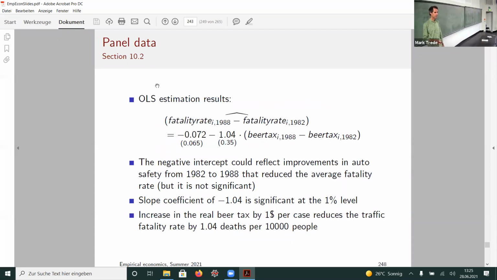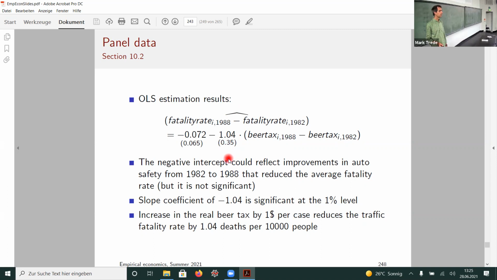Okay, that's the same again as a formula. So the change in the fatality rate. We have included an intercept here. We needn't actually do that, but since most software packages just by default include the intercept, it's still here. And then that's the term we're interested in. And it's negative. And it's also significant. Can you see that?